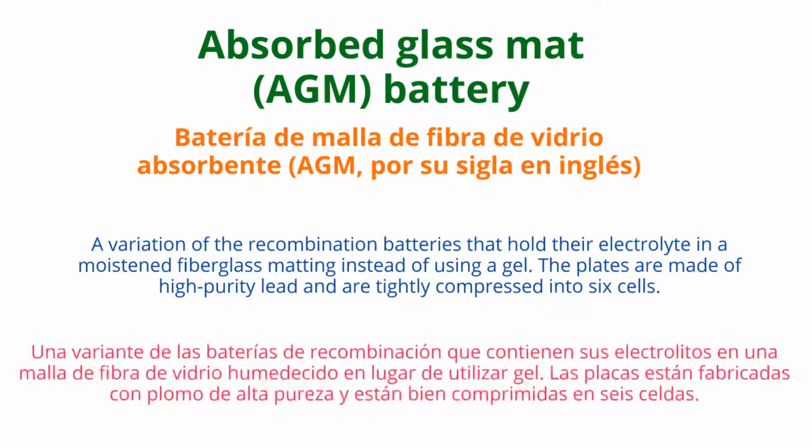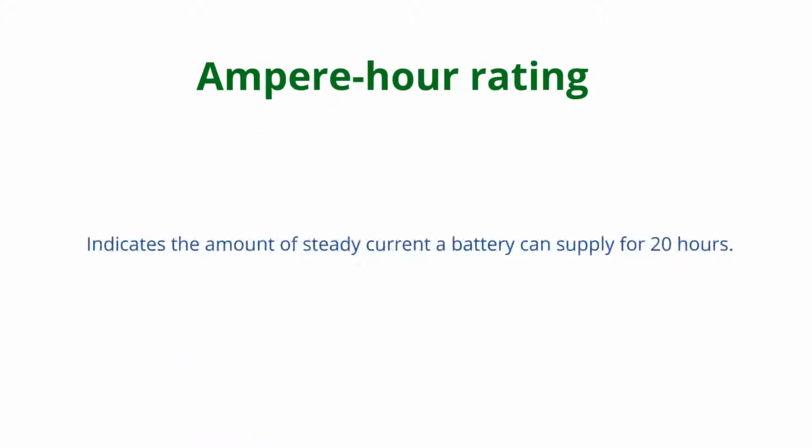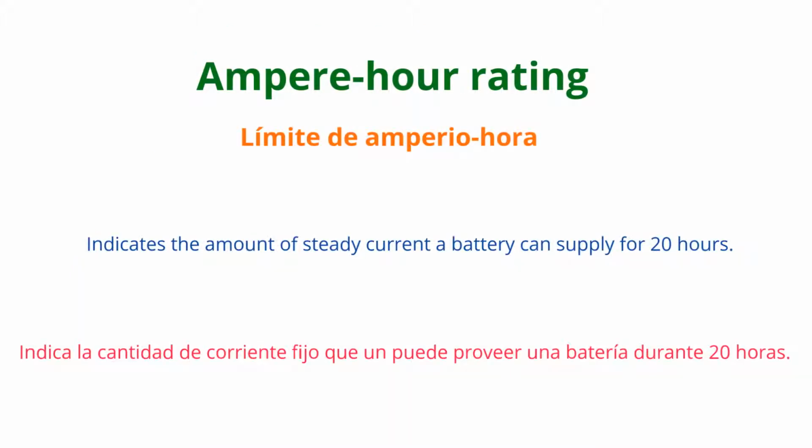Absorbed glass mat, or AGM batteries. A variation of the recombination batteries that hold their electrolyte in a moistened fiberglass matting instead of using a gel. The plates are made of high-purity lead and are tightly compressed into 6 cells. Ampere-hour rating indicates the amount of steady current a battery can supply for 20 hours.